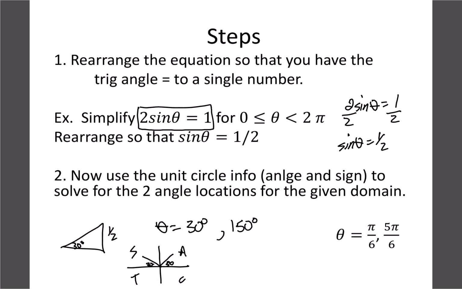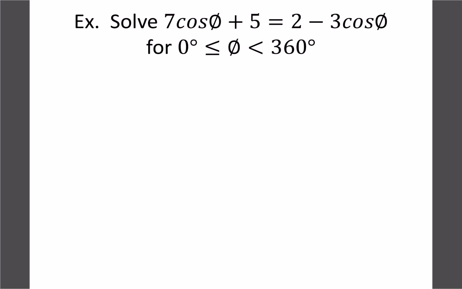And once again, we want it into radians, so we can convert the 30 and the 150 into radians to get pi by 6 and 5 pi by 6. So it's a pretty easy process. Usually the challenge is to get that simplified equation. So here's one a little bit more complicated.